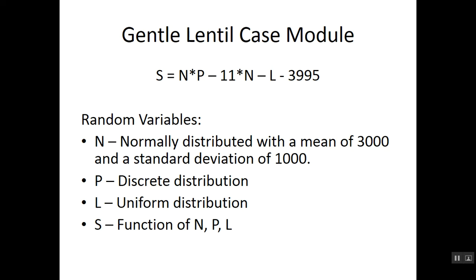L is our labor cost, and he told us to expect that to be uniformly distributed. And so we're going to simulate our labor cost as a uniform distribution between $5,040 and $6,860 per month. Now, S is also a random variable. It's a function of N, P, and L. And so we're going to calculate that using our formula that we have there for salary.